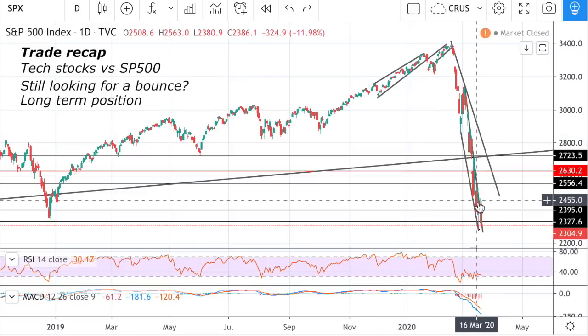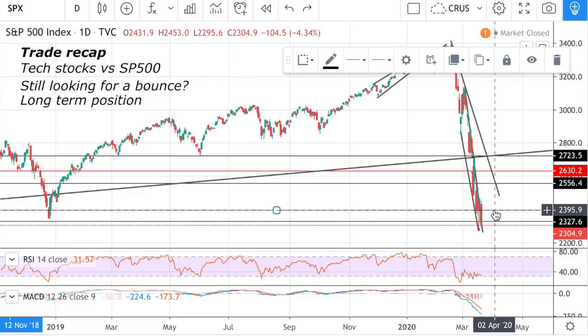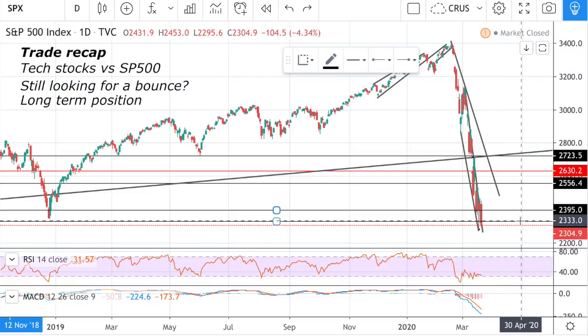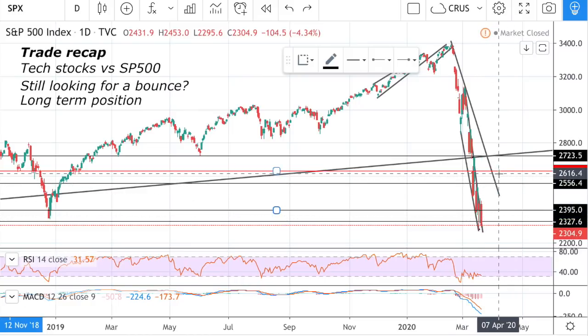We were looking for a quick bounce off of this support level. We had 2 levels that we were looking at, this 2,400 point level and this 2300 level right here. Now I do want to be clear, this was for a quick bounce. It was only for day traders, people that were actively trading and aiming for a couple percentage points within a couple days. So definitely not a long swing trade that we often have on this channel.